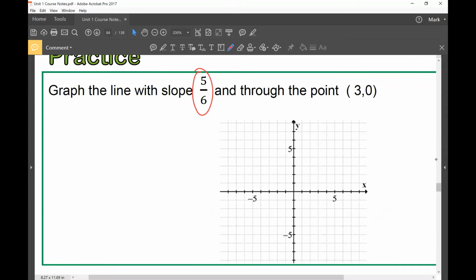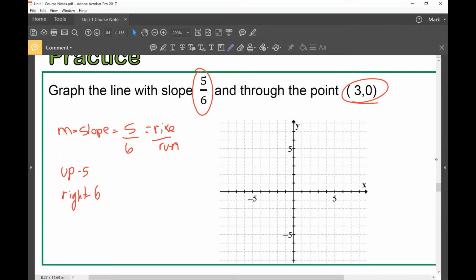Okay, so the slope is 5/6. The point is 3 and 0. All right, let's think about my slope. So m is my slope. It's 5/6. That's my rise over my run. Okay, so that means for this graph, I'm going to go up 5, right 6.